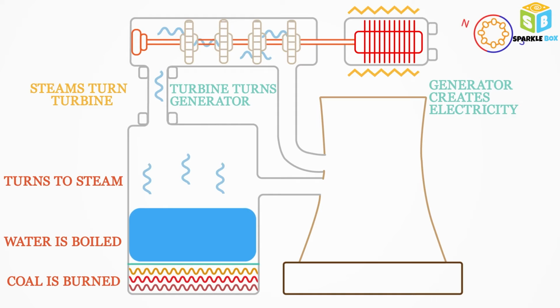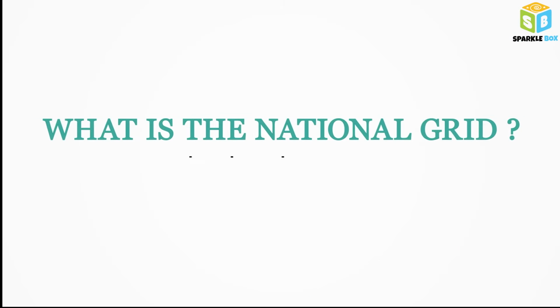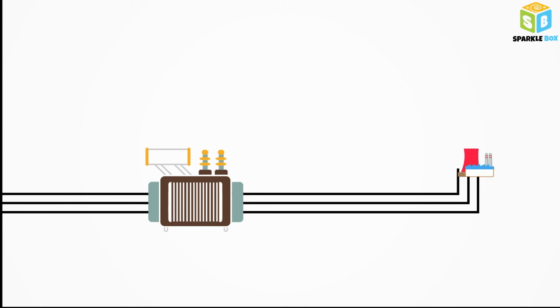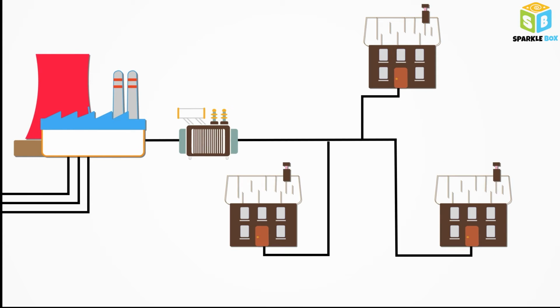So that was a fossil fuel power generation station. Now, how does the electricity reach our homes? The electricity is passed through transformers and wires within the national grid that carries it to our homes. What is a national grid? The national grid is a system of cables and transformers linking power stations to consumers.